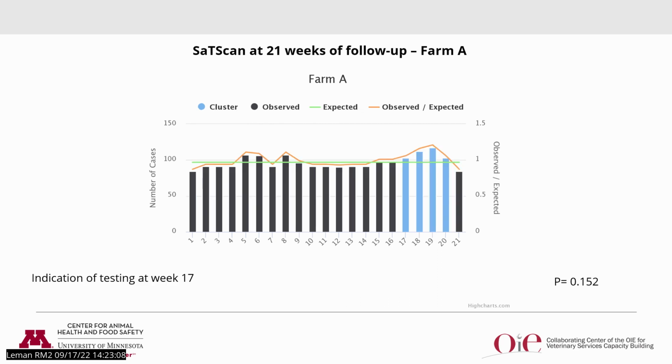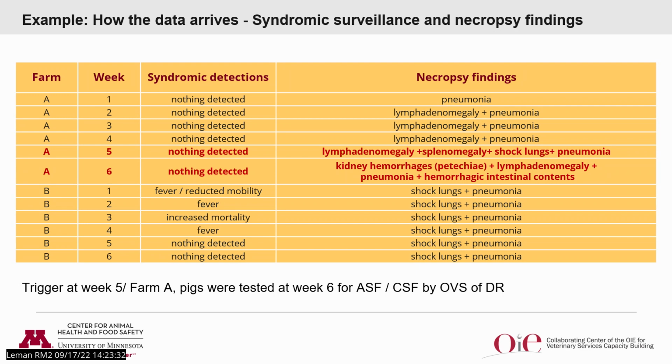However, when we get into farm A, what we see is that there was a significant increase towards the end of the period that may suggest that there may be a need there for actively testing that farm. And that's the type of signals that we would like to detect, and the way in which we think this process could be automatized using routinely collected data to support the decision of prompting some active surveillance.